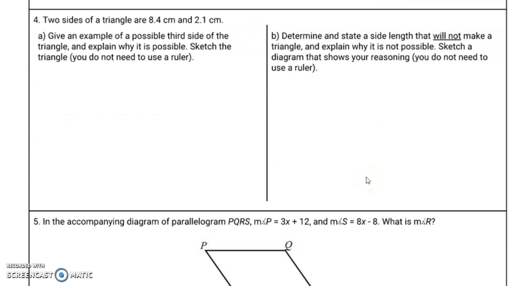Moving on to question number 4, this was a situation in which you were also not given diagrams, but you had to draw them out, and you also had to explain why a side was either possible or impossible. All right, pause the video, try this one out, and then see if you get it right.